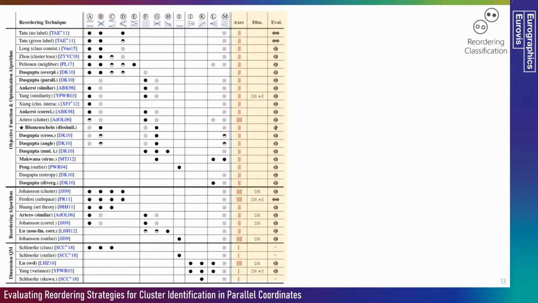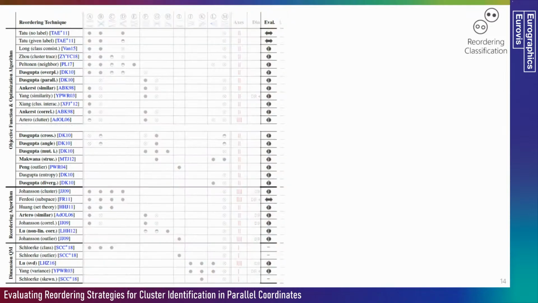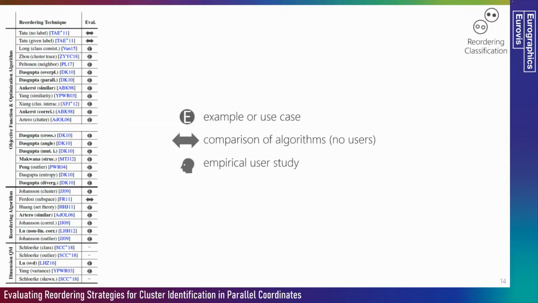We add further metadata about reordering as additional columns in the table. Please refer to the paper about these details. We want to highlight one interesting finding in the table. In the last column, we show the evaluation type which has been performed.